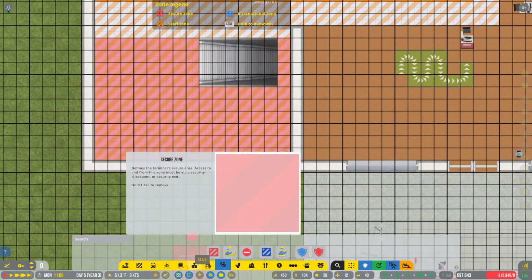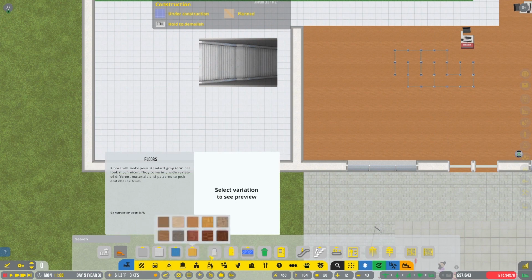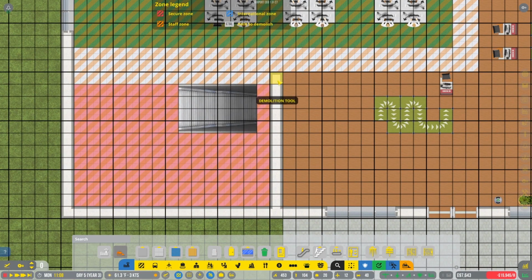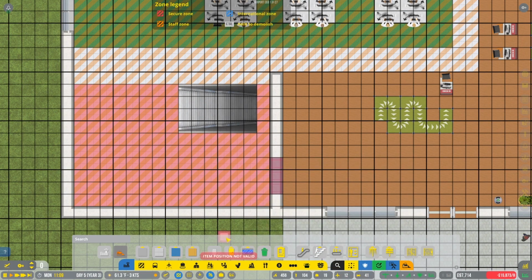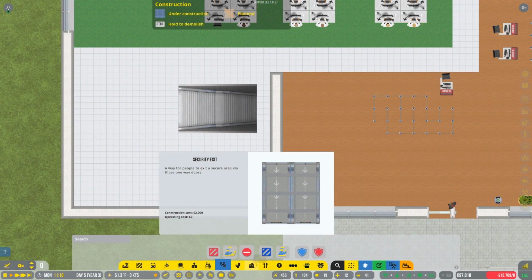Right, I'm going to have to delete that wall, aren't I? I'm afraid. That's walls, isn't it? So let's take you away. Actually, what we'll do is we'll take it away from there. Okay. And we'll put our security entrance in there, and we can put in our security exit.